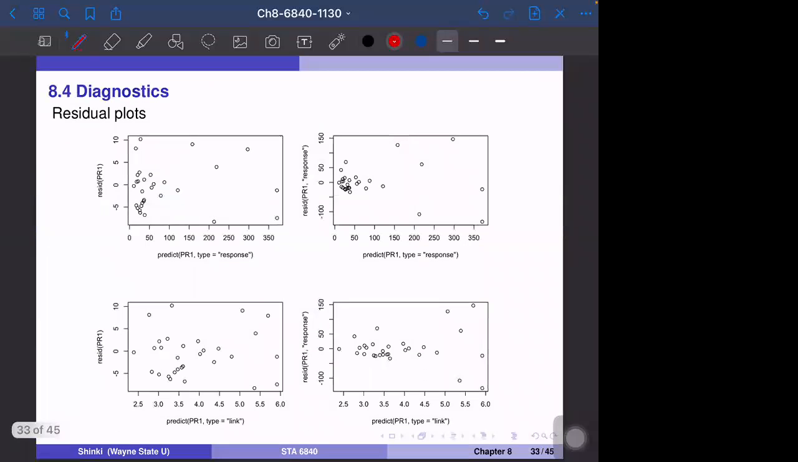Okay, so we can see the graph. At first, the residuals have 2 types. This is the deviance residual, and this is the deviance residual, and this is the usual residual, y minus mu hat, and this is y minus mu hat. And the predicted value: first one, the response, is the scale of mu, and this is eta. Eta is the g of mu, which is basically a linear function of beta.